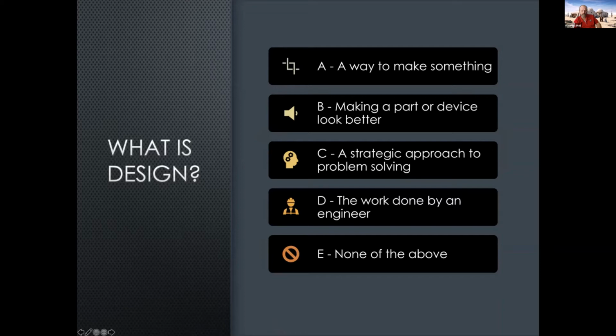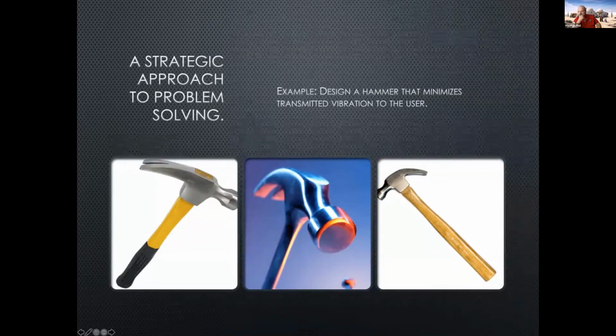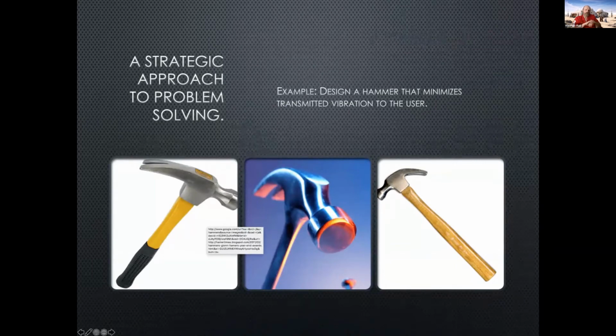So most of you picked C, which is a strategic approach to problem solving. Well, chances are that's probably the correct result. All right, so it's a way to approach a problem and solve it through drawings. Okay, so thanks for the hints on how to do it on a mobile device.